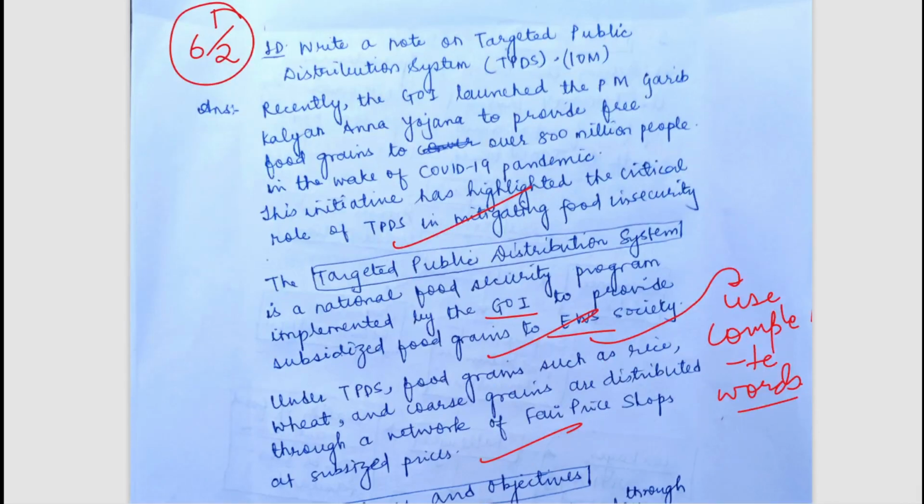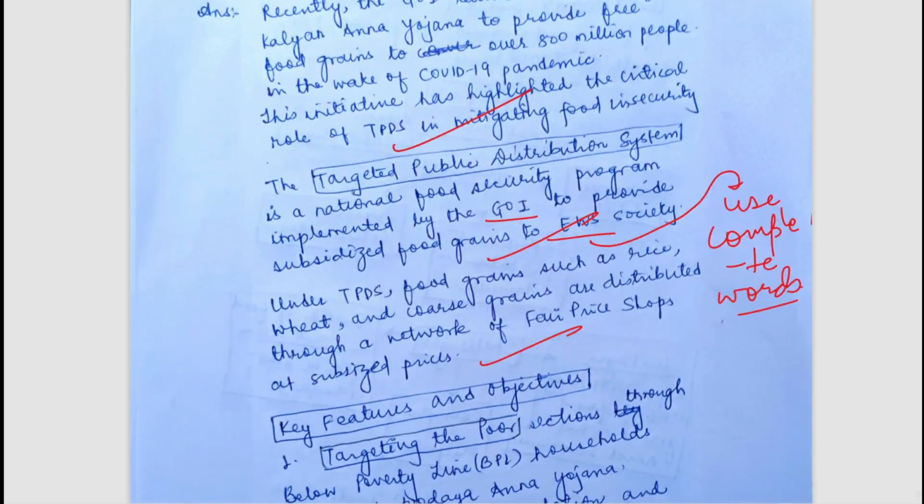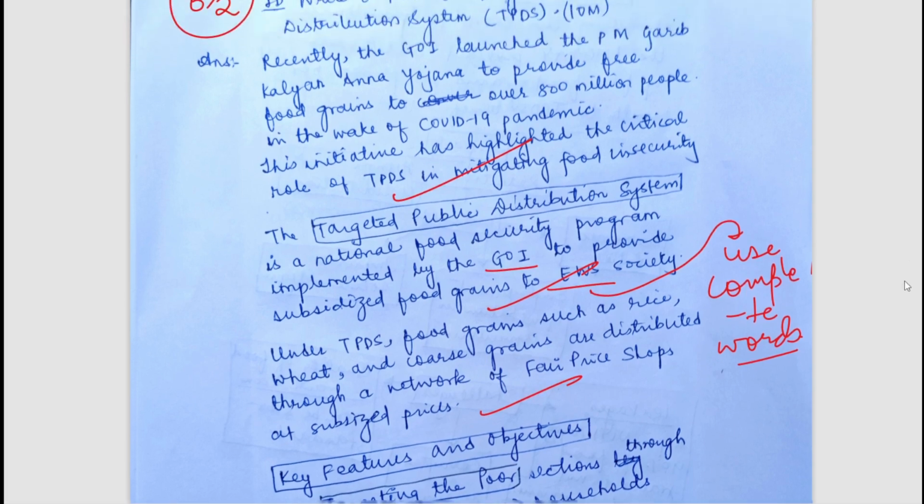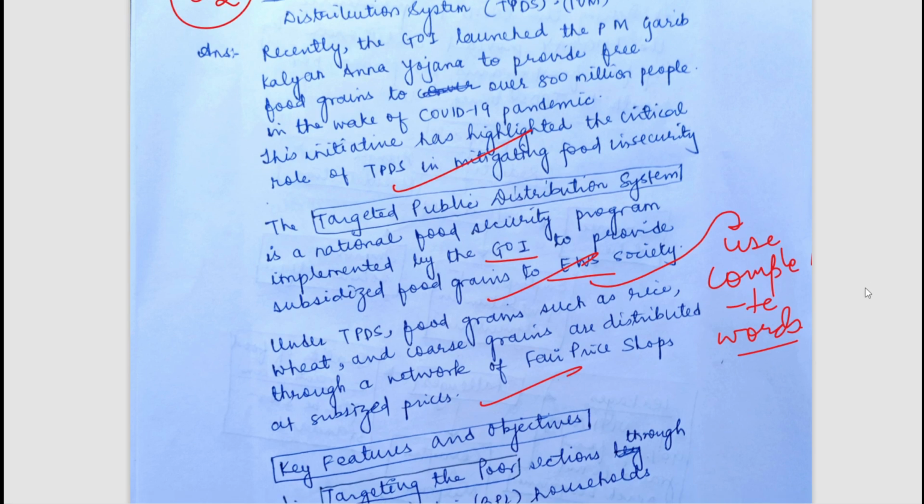Now the next question was, write a note on the targeted public distribution system. So it is just the advanced version of the public distribution system, in which you target the specific people who need it, who need nutritional plus food security in a more detailed and nicer way. जिनको ज़्यादा जरूरत है, who are the most needy.